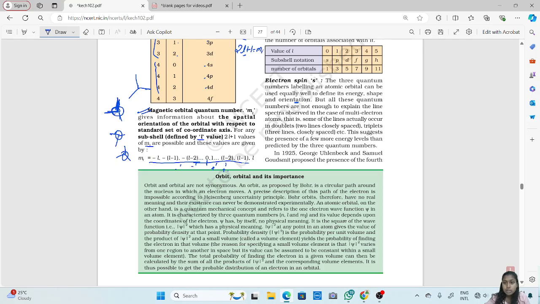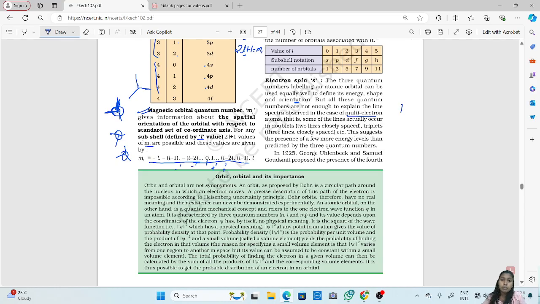Azimuthal number deals with shape, and orientation is basically dealt with by the magnetic quantum number. But all these quantum numbers are not enough to explain the line spectra observed in the case of multi-electron atoms. They were not able to explain the line spectra, right? I showed you the line spectra for hydrogen. The same line spectra couldn't be explained by the quantum numbers, mainly for multi-electron atoms.